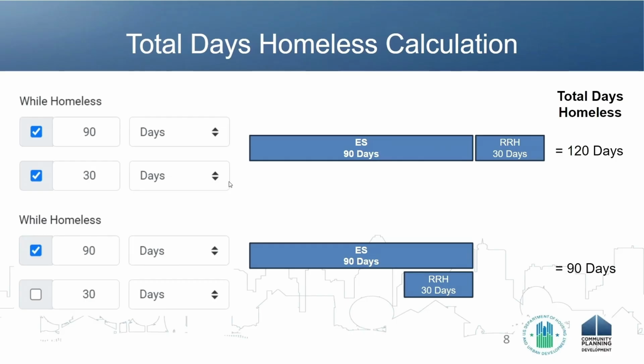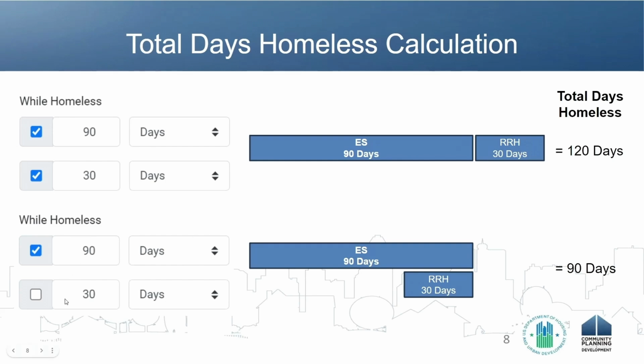So what does this mean? Currently, in our Emergency Shelter to Rapid Rehousing pathway, both boxes are checked like you see here in this top row. That means that the households in this pathway are expected to experience homelessness for a total of 120 days. 90 days while in emergency shelter and an additional 30 days while in rapid rehousing.